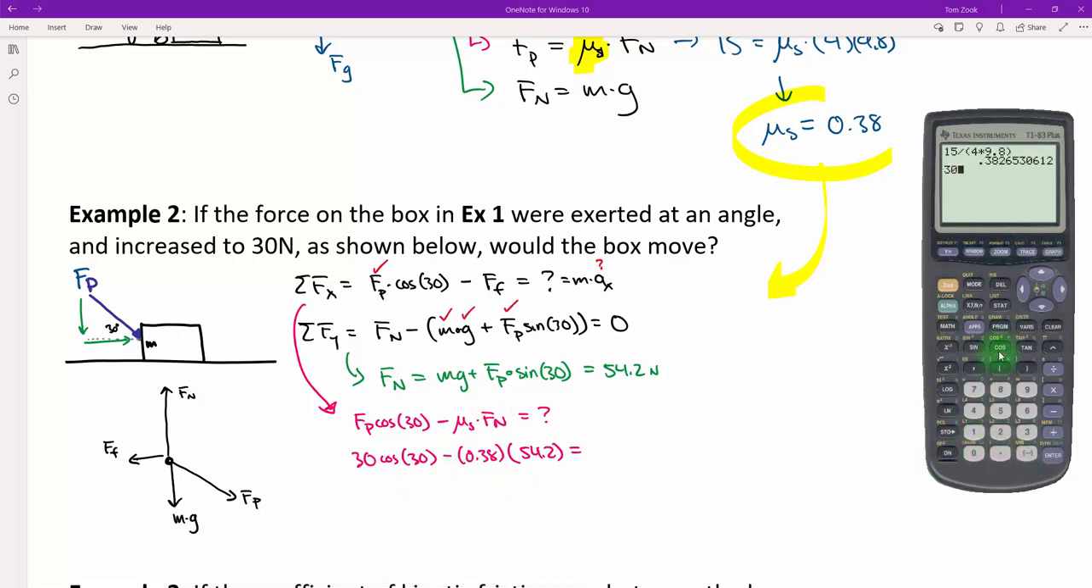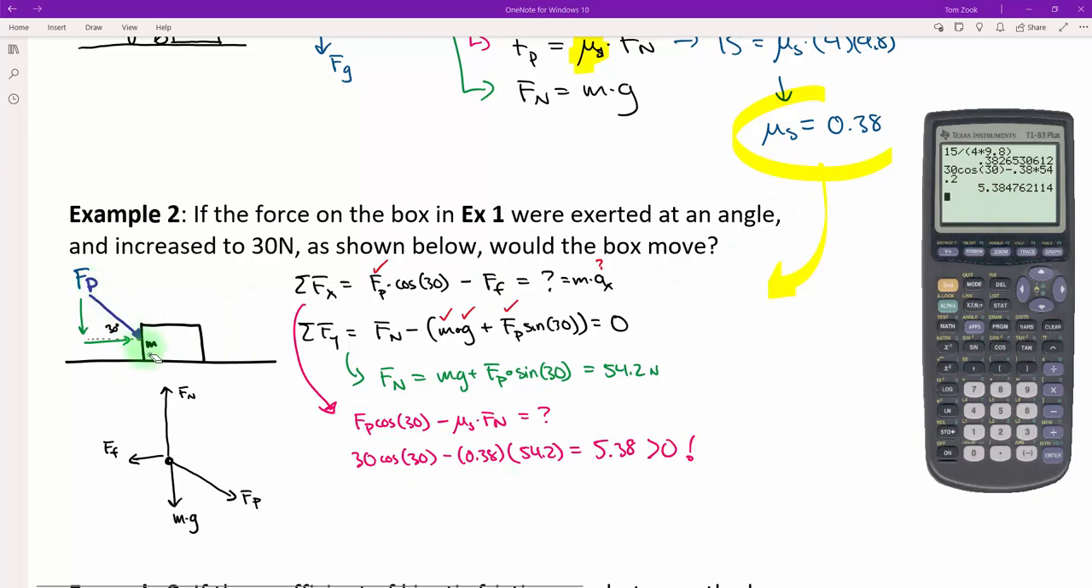Let's see, 30 cosine of 30 minus 0.38 times 54.2, and I get 5.38. So 5.38, that's greater than 0. That means that this block has more push force acting on it than it has friction force.